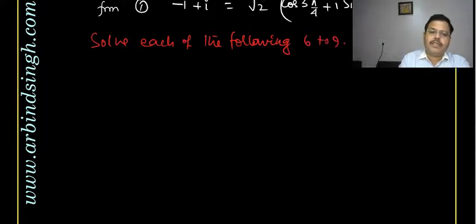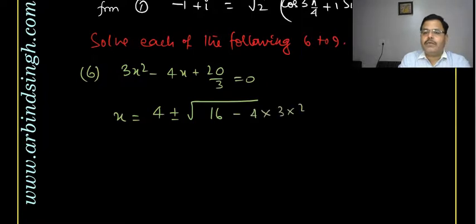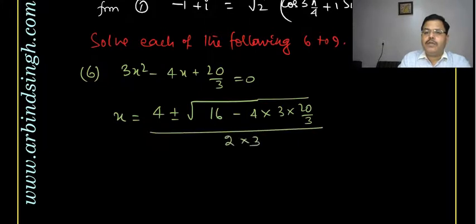The question 6: solve 3x square minus 4x plus 20 by 3 is equal to 0. That further can be written as x is equal to minus b plus minus under root b square, that is 16, minus 4ac, 4 into 3 into 20 by 3, divided by 2a, 2 into 3. That will come up like 4 plus minus under root 16 minus, 3 cancel, and this is 80.